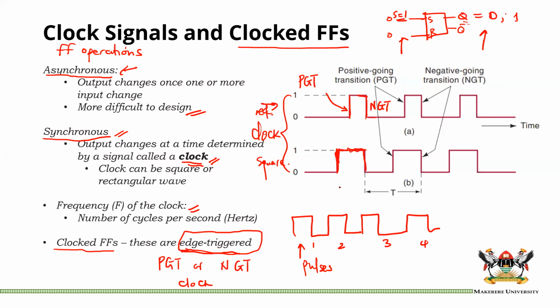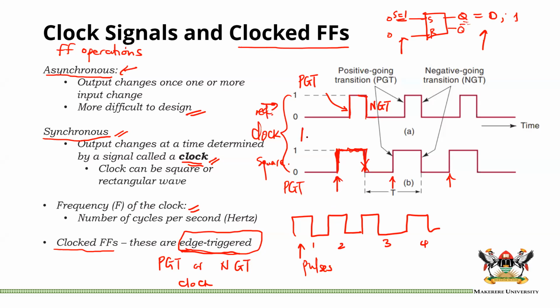So let's consider a PGT. This is the position at which things happen. In other words, if you've changed inputs and you want to set your flip-flop, it will wait until that time where it can now set for you. The negative-going transition will not have an effect until the next PGT. So we are only looking out for PGTs.